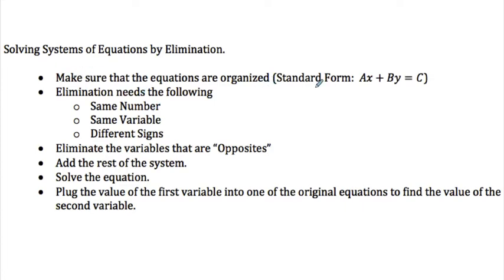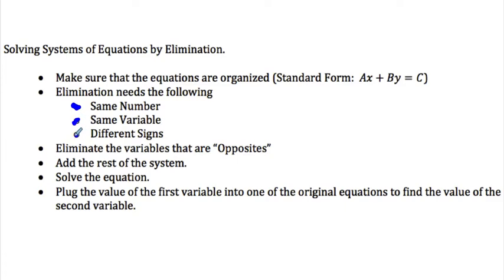Now, you have to make sure that these are organized in what's called standard form. So x first, then y, and then equals a number. You want x and y by themselves on the left, and the other number on the right. The next thing we're going to do is try to eliminate one of the variables, and you need 3 things to do that. You need the same number in front of it. Let's say we decide to eliminate x. We need to have the same number in front of the same variable, like a 2x and a 2x.